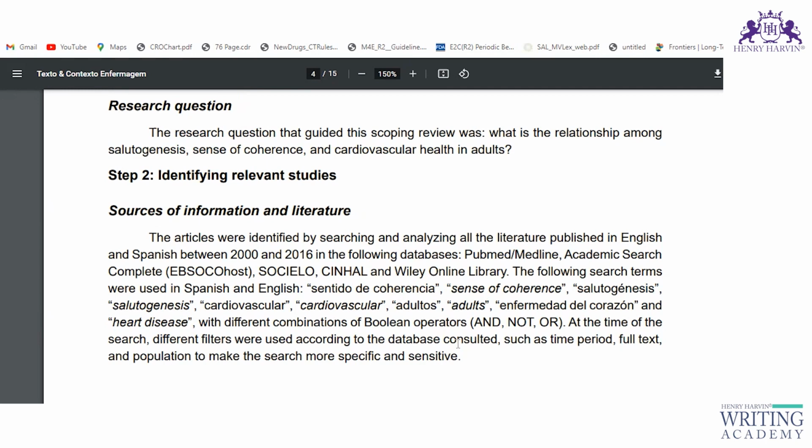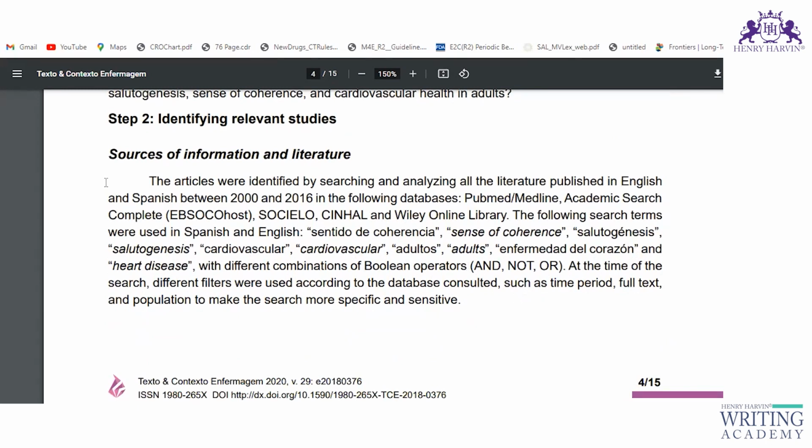What are the relevant studies? According to that only you will be doing your literature searching. For that, first you have to identify sources of information and literature. So first you have to write about the timeline. First of all, the articles were identified by searching and analyzing all the literature published in English and Spanish between 2000 and 2016. Now here you can see, defining this timeline is very important.